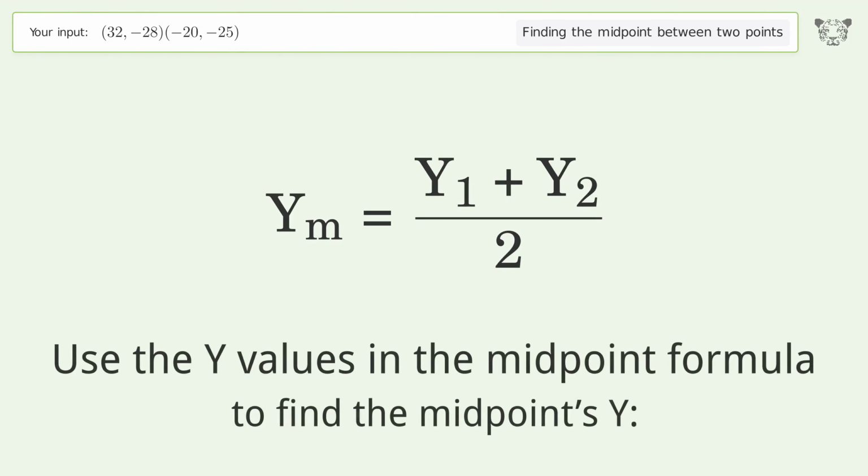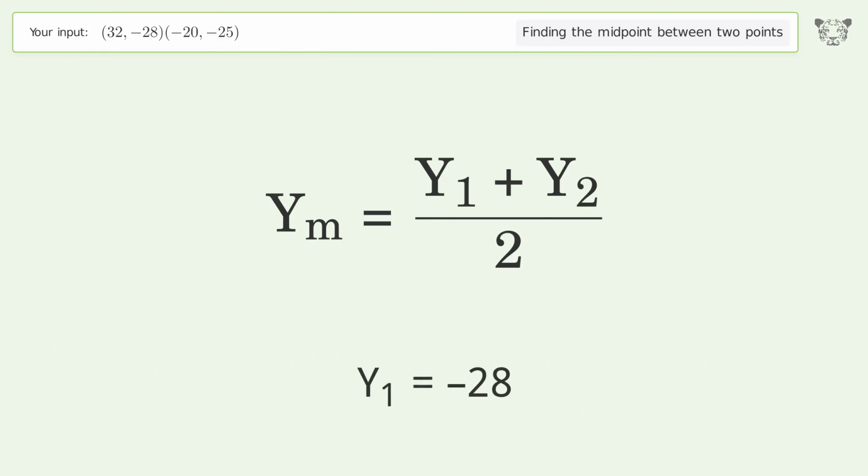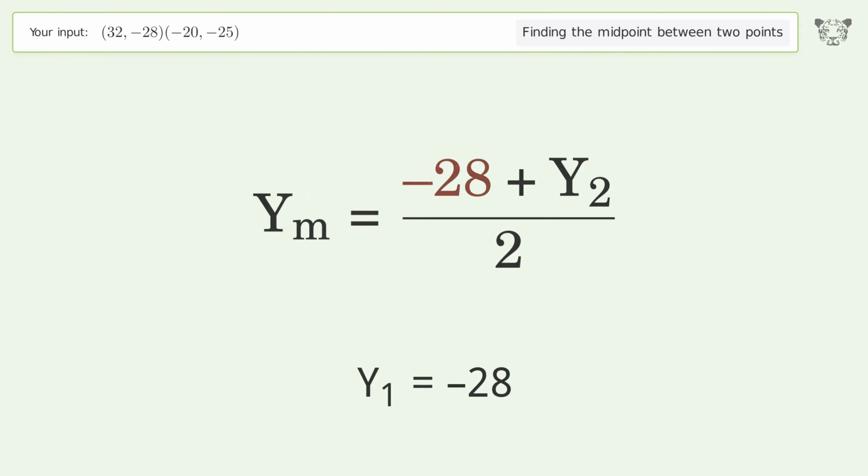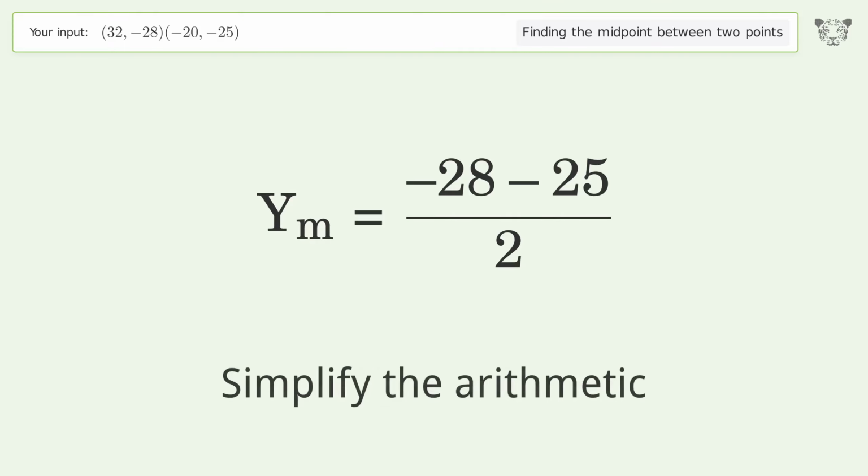Use the y values in the midpoint formula to find the midpoints y. y1 equals negative 28. y2 equals negative 25. Simplify the arithmetic.